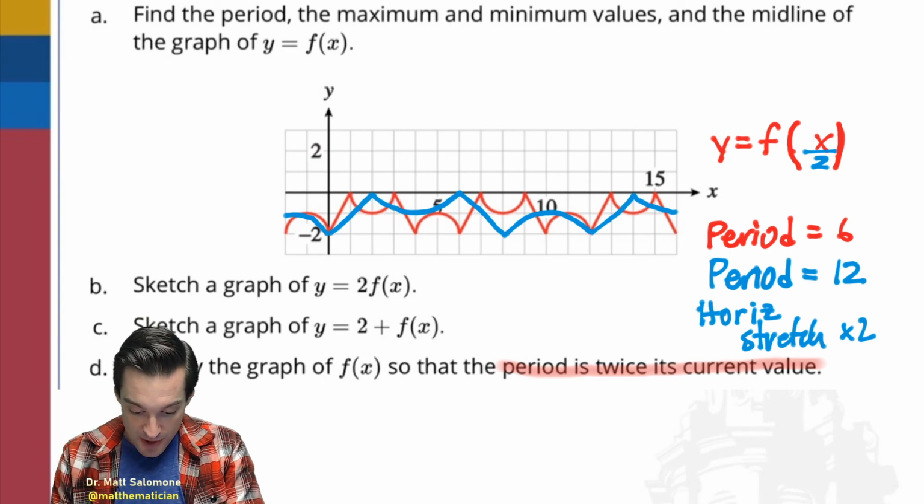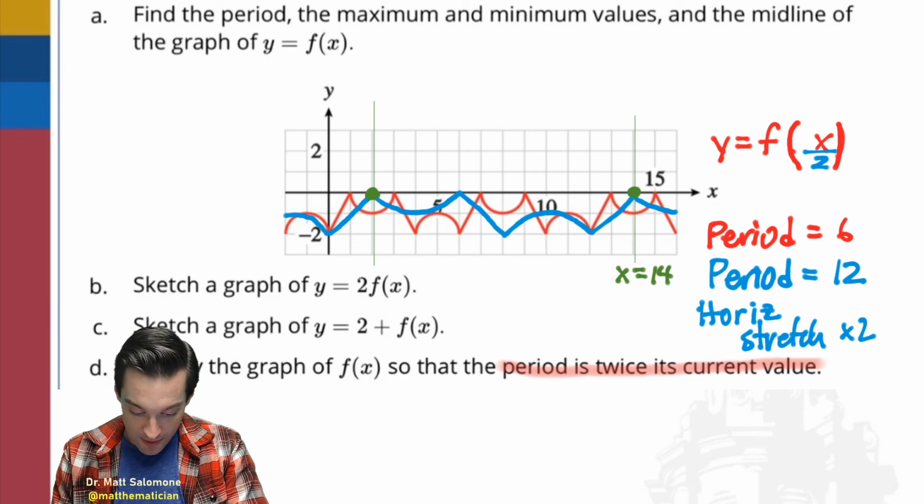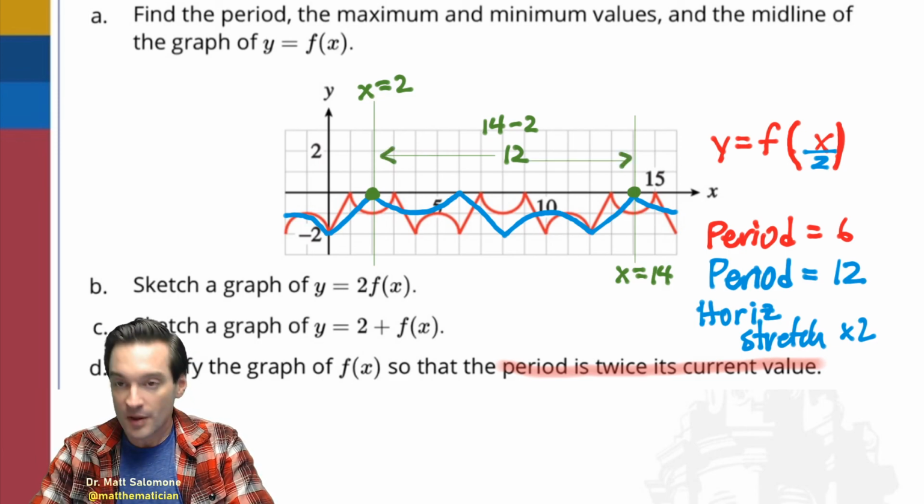And just to reassure ourselves that our prediction was correct, let's take a look at these corresponding points on the graph. That's maybe at the top of my M right here. So where is the next one of those points? It's all the way over here. What is the difference between the x values here? This is x equals 14. This is x equals 2. And so sure enough, if I subtract those two, I get 12. And that 12 is going to be the period of my new graph. So we did what we were looking to do.